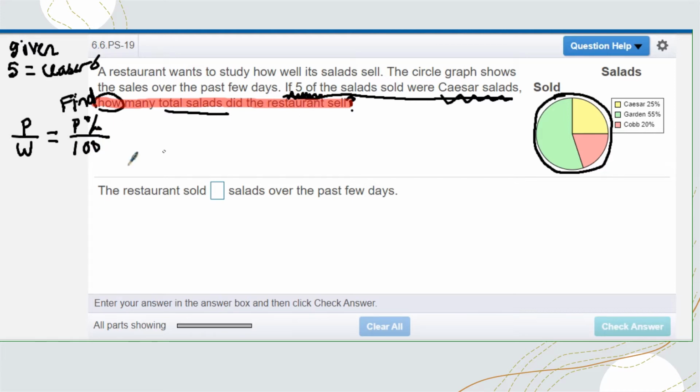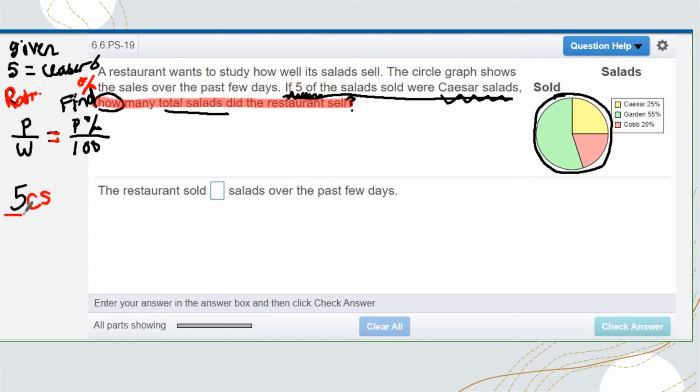So we're going to substitute these numbers in. 5 of the salads were Caesar, so I'm going to put 5 in for the part of my ratio. So the formula has a ratio side, our part to whole ratio, and this side represents our percent. One side of the equal sign represents the ratio, the other side represents the percent. So this 5 is represented by the Caesar salad. I'm going to put an S.